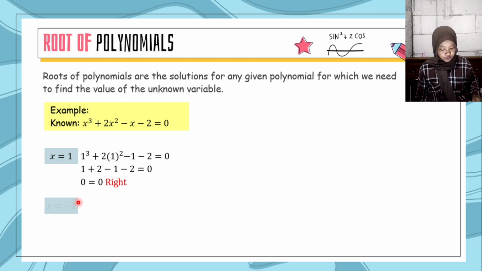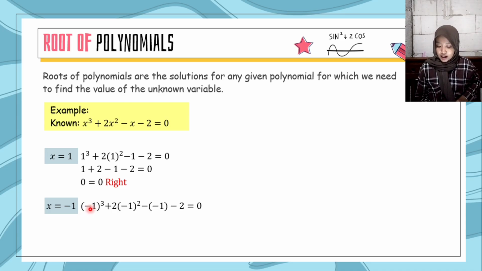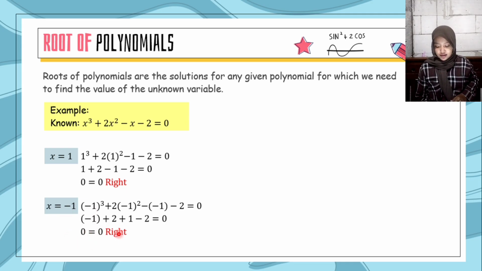Next, we will try to substitute x equal minus 1. So, minus 1 cubed plus 2 times minus 1 squared minus 1 minus 2 equals 0. Then, minus 1 plus 2 plus 1 minus 2 equals 0. And then, 0 equals 0. Well, this result is right too. So, x equal minus 1 is one of the solutions too for the given polynomial equation.